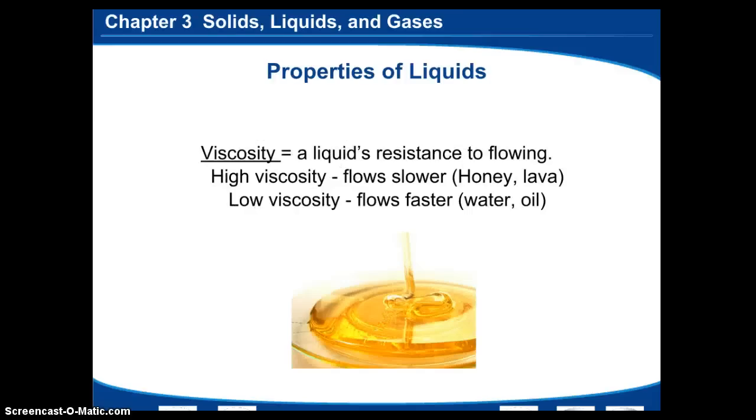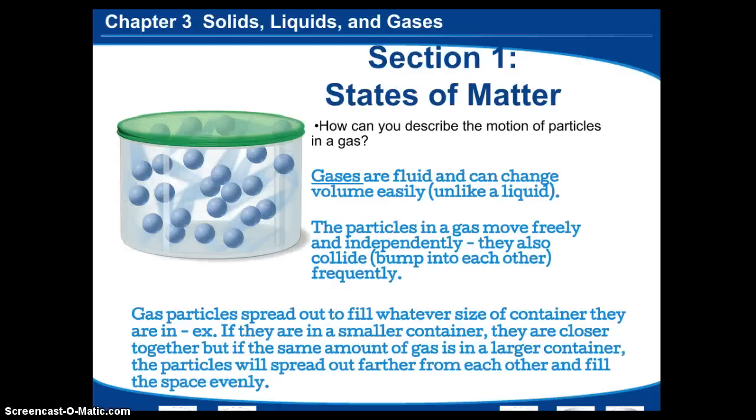We also have something called viscosity, and that's the resistance to flow. Things that have high viscosity, meaning they don't want to flow, would be like honey or lava. Low viscosity, something that flows really fast, would be like water and oil.